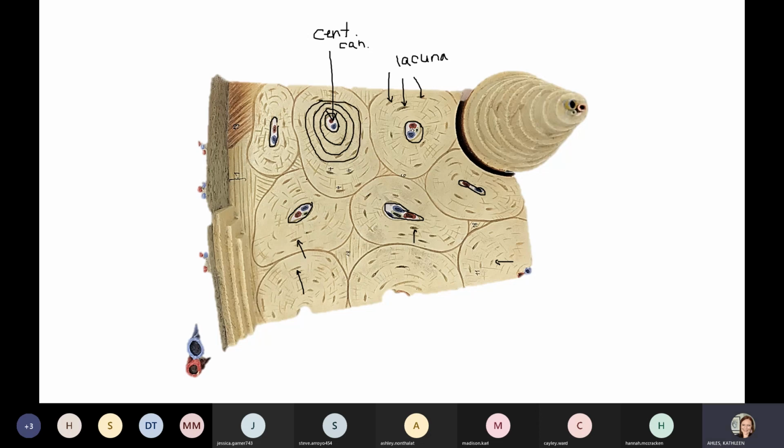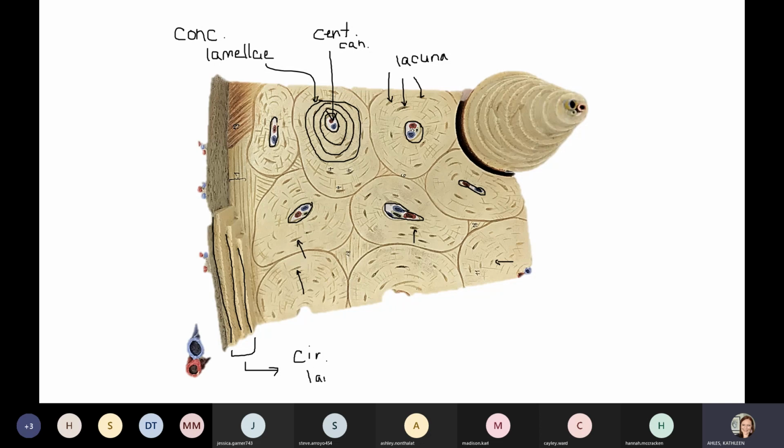These lines of bone cells making the circles are called concentric lamellae. Concentric lamellae, meaning they're in these circle lines around the central canal. When I see lines of bone cells, lines of lacuna going around my central canal, they're called concentric lamellae. When I see lines of bone cells close to the edge of my bone, the ones out here on the edge are called circumferential lamellae.